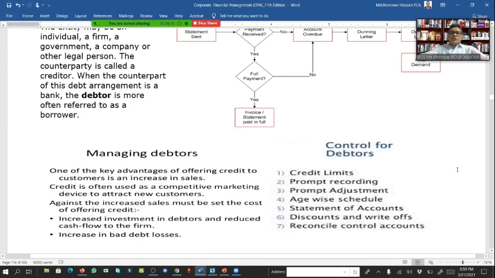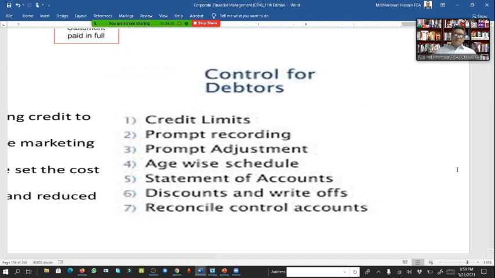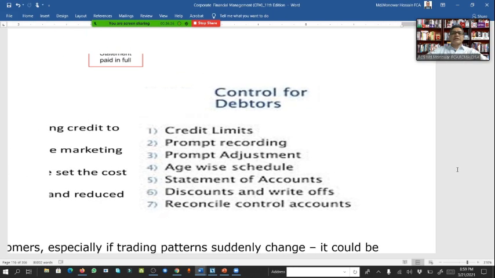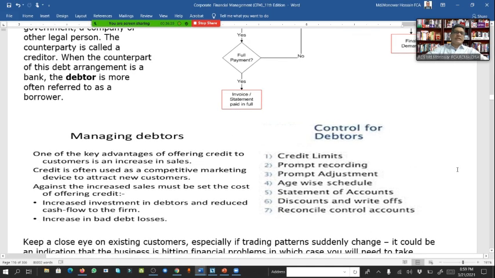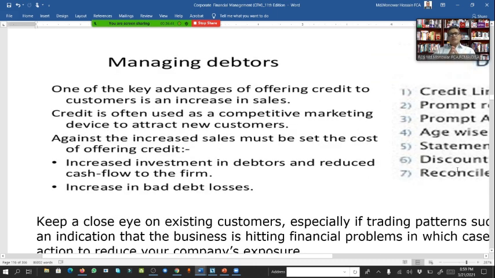So we can control debtors this way: fixed credit limit, prompt recording, prompt adjustment, aging-wise scheduling, statement of account, discount and write-off arrangement, and reconciling the control account. This way it can be managed. One of the key advantages of offering credit to customers is an increase in sales. That means if we offer credit, sales will increase, and credit is often used as a competitive marketing device to attract new customers also.